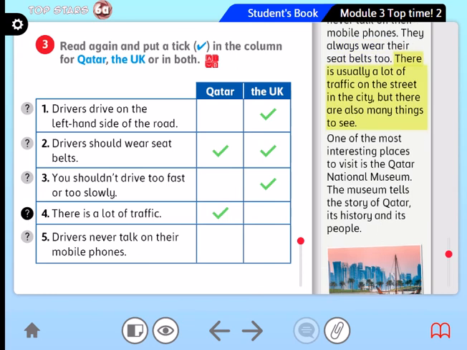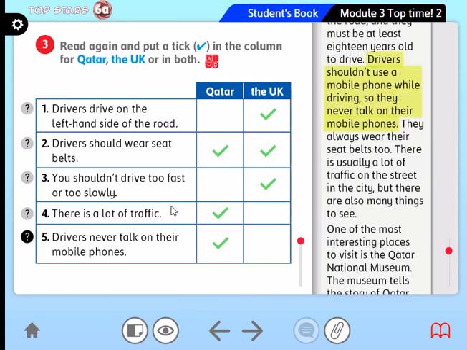Number five, drivers never talk on their mobile phone. Of course, in Qatar. Yes, you can find the answer here: drivers shouldn't use a mobile phone while driving, so they never talk on their mobile phones.